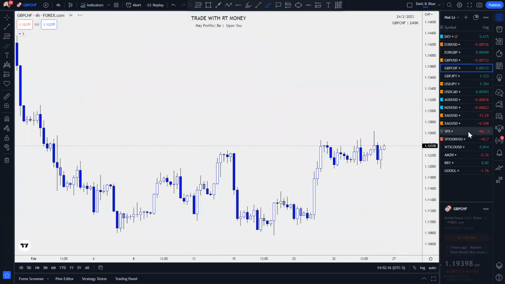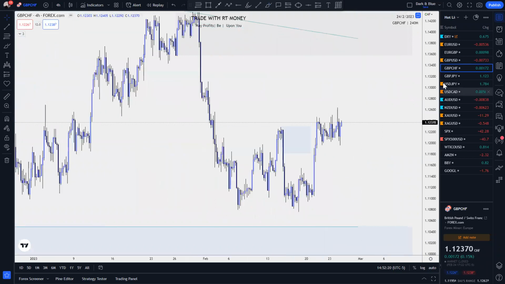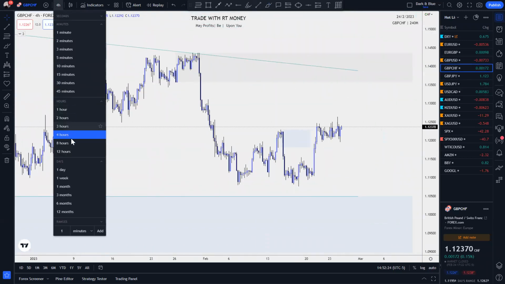All right, let's look at pound Swiss. This is a funny one. I just want you to be careful with pound Swiss, because the Swiss, I believe, is going to outperform the pound, but maybe towards the end of the week.